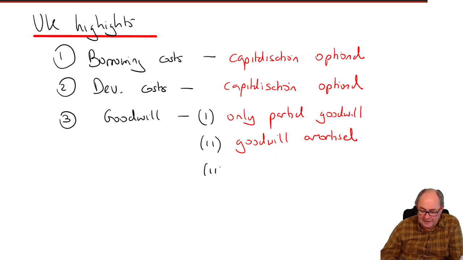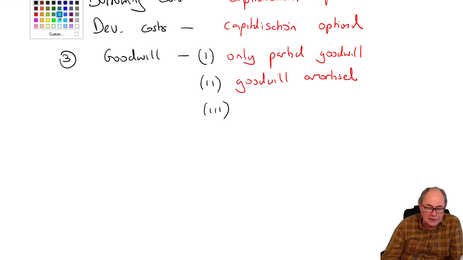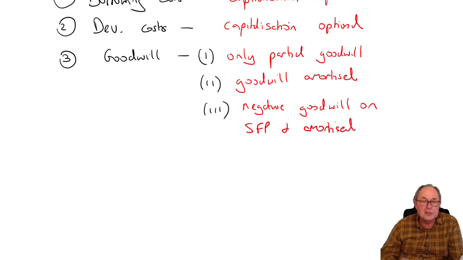Thirdly, under international standards, goodwill is credited to the P&L if it's negative, so negative goodwill or bargain purchase is credited to the profit and loss. Under UK standards, negative goodwill is recognised on the balance sheet and it's amortised. It's very strange. Positive goodwill is amortised over 10 years and negative goodwill amortised in the other direction over 10 years, and they show the two numbers together on the balance sheet.